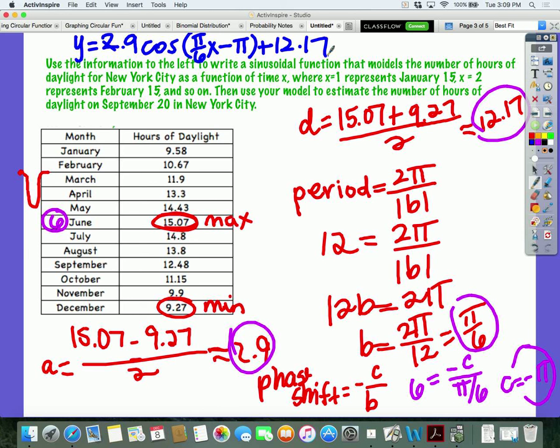What did X represent? Hours of daylight. In New York City, where X equals 1 was January 15th, X equals 2 is February 15th, so 9 would represent September 15th. So would you just go off to 15? You cannot plug in 9 because it'll be representing September 15th. We got 5 days into September.